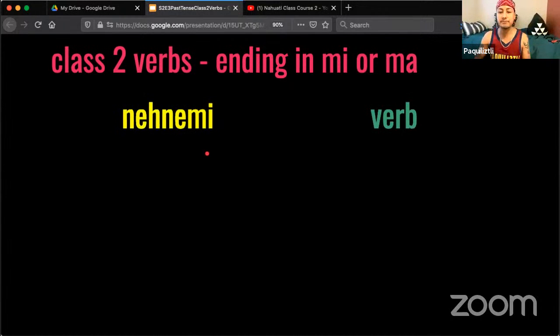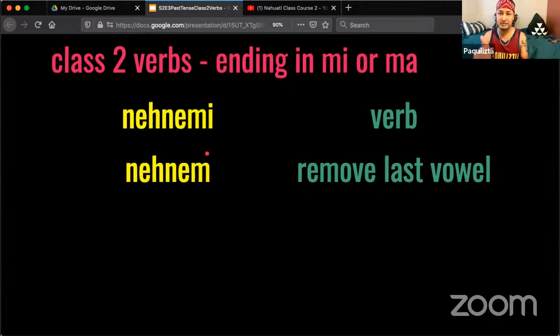Verbs ending in MI or MA like nehnemi. So to walk, nehnemi becomes, drop the I, nehnem. But if you think about it, saying nehnem is harder to say.